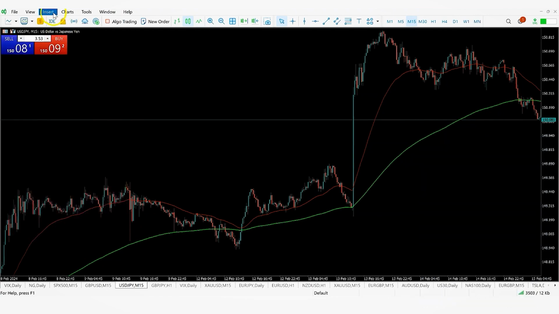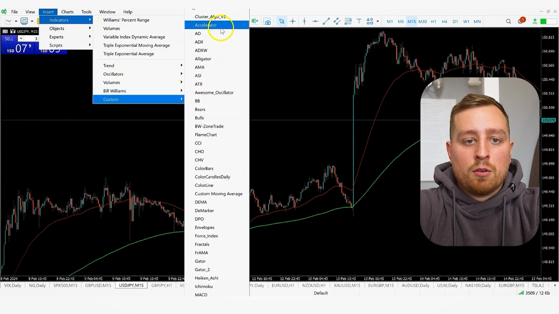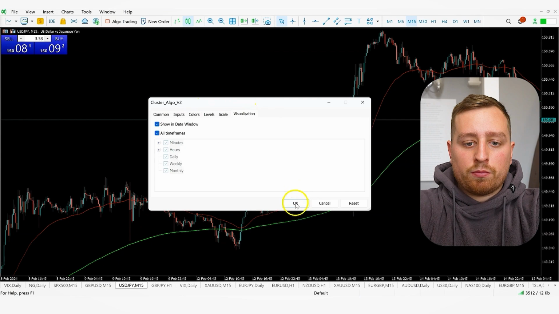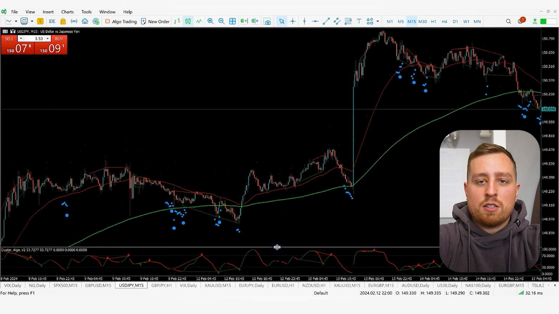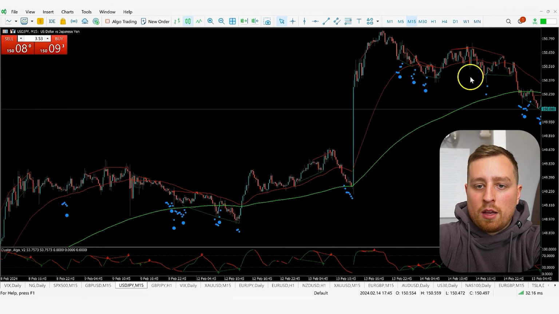So what I'm going to do is I'm going to go to Insert Indicators, and I'm going to go to Custom, and I'm going to put our cluster algo V2 onto the charts. Here we have it. We've now got the cluster 2.0 onto the charts. You can see the points where we highlighted were the points of interest. You can see the indicator also highlighted this point over here. And you can see a little bit up here as well.